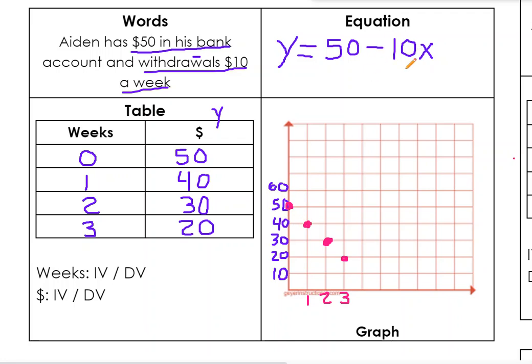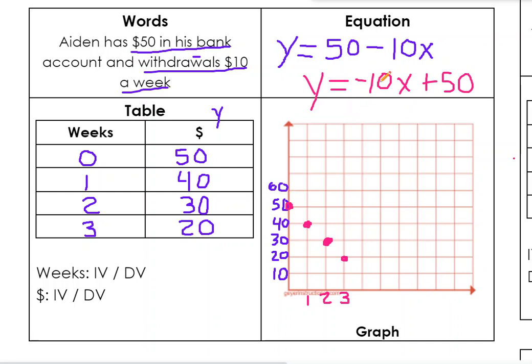And slope's always with the x, right? So if I wanted to rewrite this in slope-intercept form, this would be y equals negative 10x, and that's a positive 50, so I'm going to put plus 50. That's what it would be in slope-intercept form, right? And 50 would be my y-intercept.